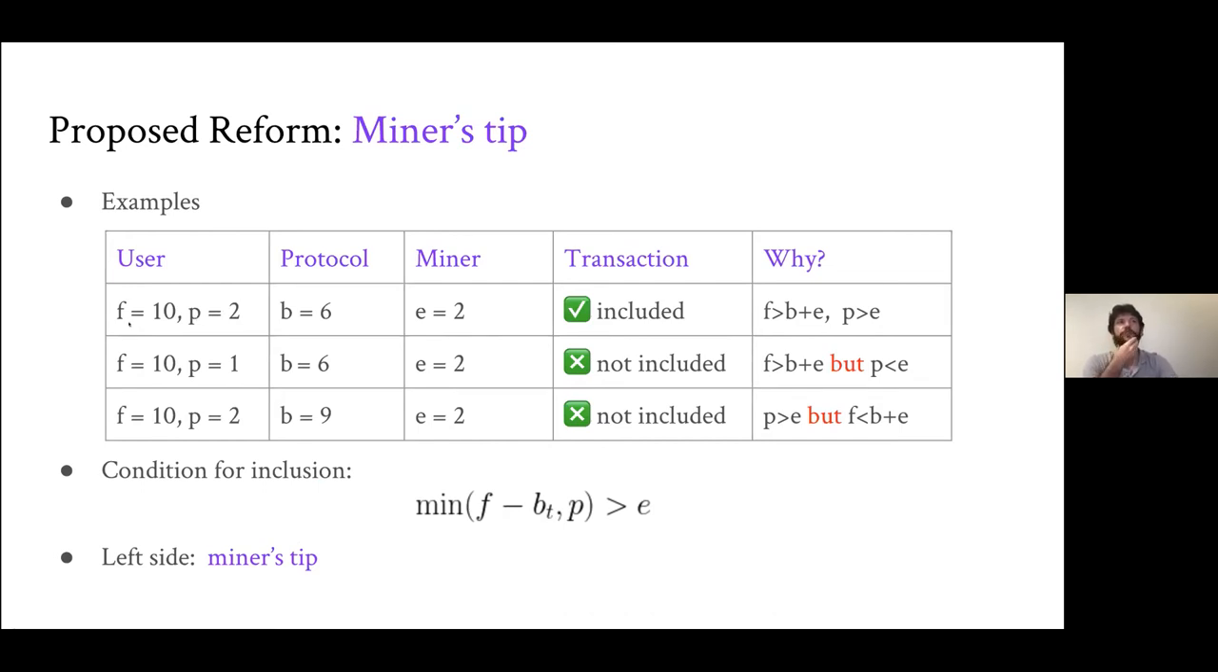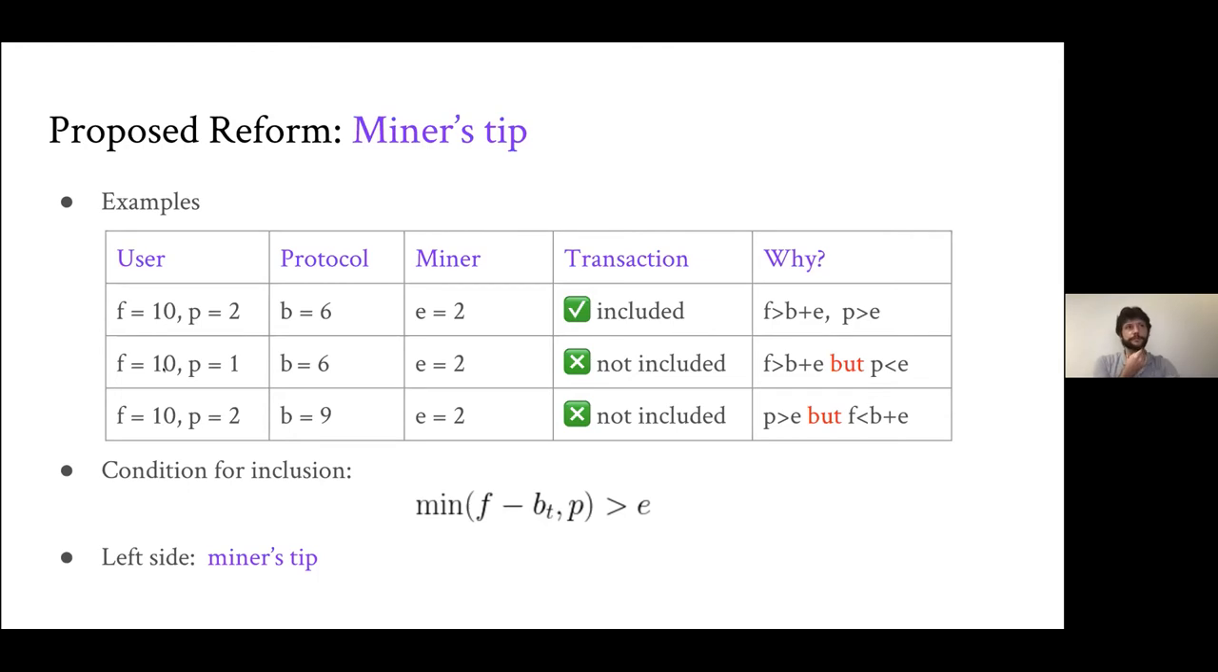Well, first of all, because my fee cap, which is the maximum I'm willing to pay, is indeed higher than what I'm going to burn and what is going to go to the miner. Effectively, I am willing to cover the miner's costs. So let's see another configuration.